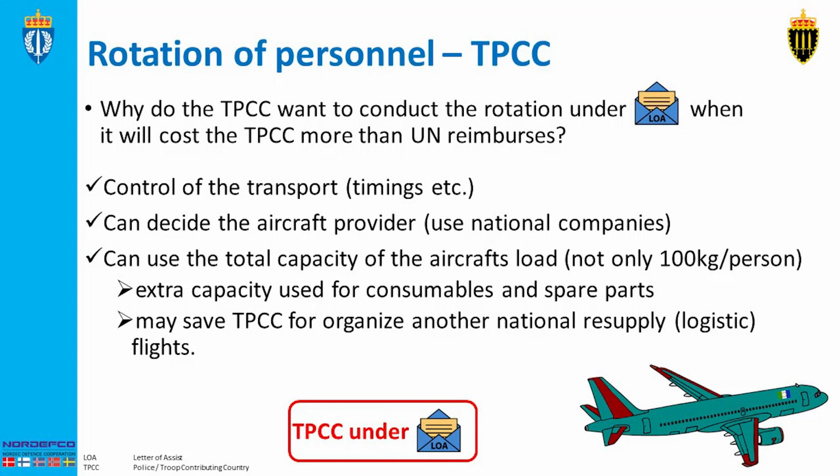We have earlier learned that the United Nations will only reimburse the actual cost the United Nations would have to pay to conduct a rotation. If a troop or police contributor organizes a rotation on letter of assist, it will always cost them more than what the United Nations will reimburse. Why do the troop or police contributors still want to do rotation under letter of assist? There are many good reasons for this. This slide lists some of these reasons. Over time, a troop or police contributor may actually save money by conducting rotation under letter of assist.